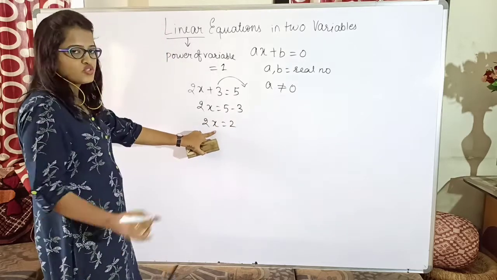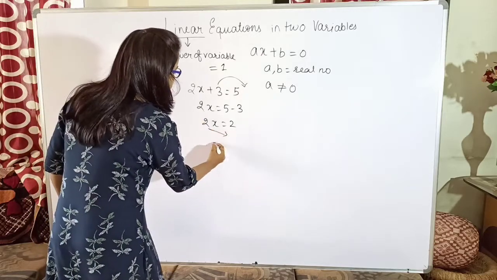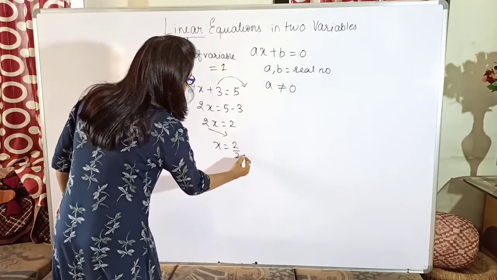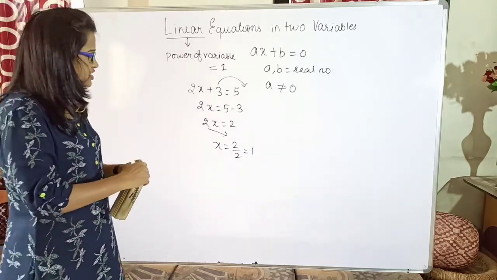Again, I just want x, so I will shift this 2. Here it is in multiplication. It will go in division. So which will give me x is equal to 2 by 2, which is equal to 1. So this you already know, how to solve the linear equation. So that is not our concern.